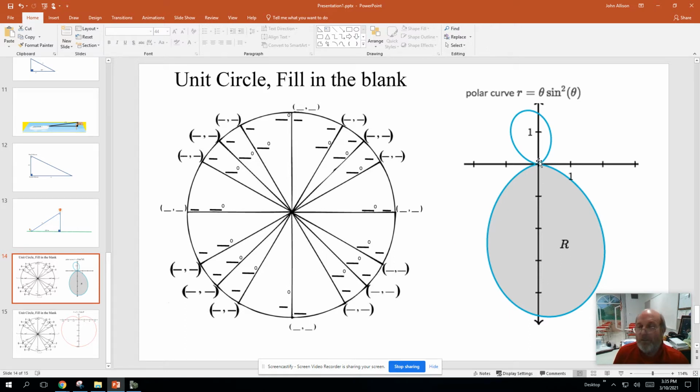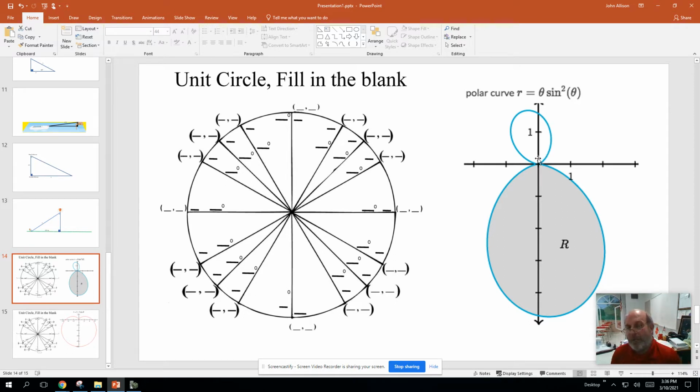So we need to be able to tell, for instance, what the angle is when this region begins to be formed. So I want to relate this to the unit circle, and I've left it blank because it's expected that you know the values that go on this unit circle, and this is going to help you visualize what's happening here. So if we're looking at the function r equals theta sine squared theta.